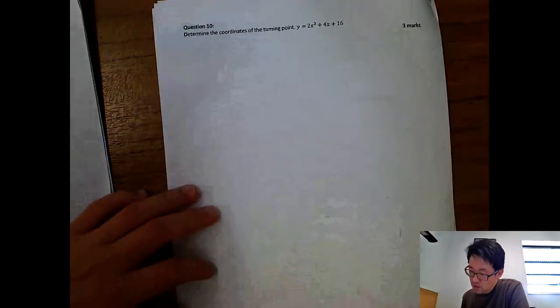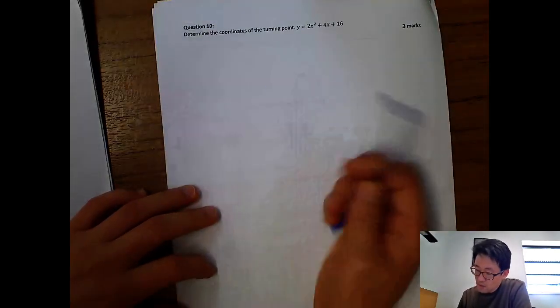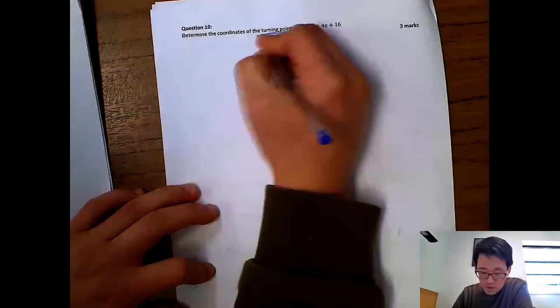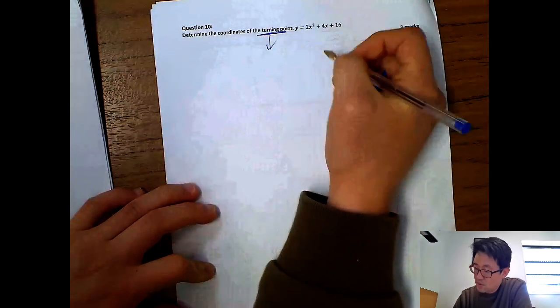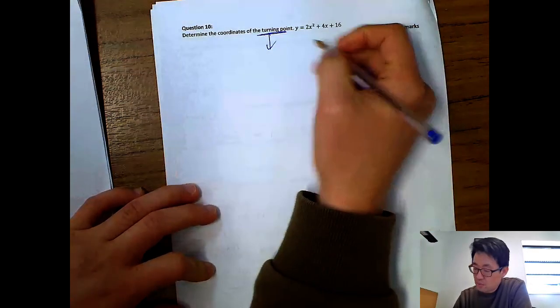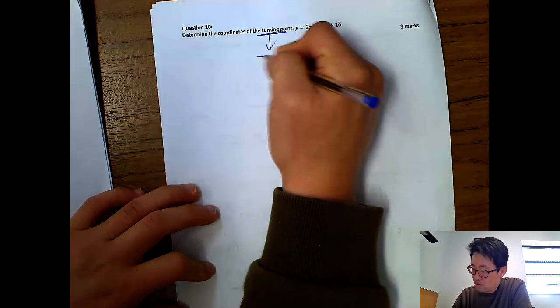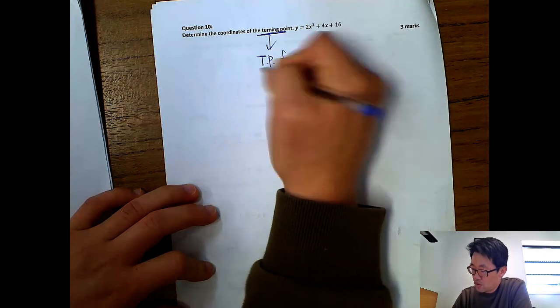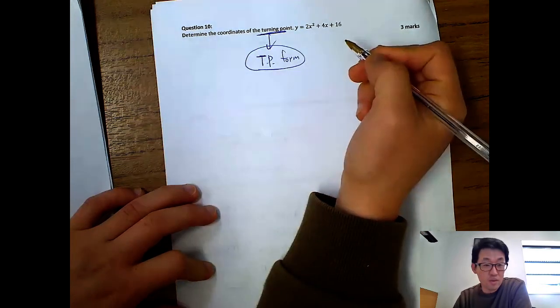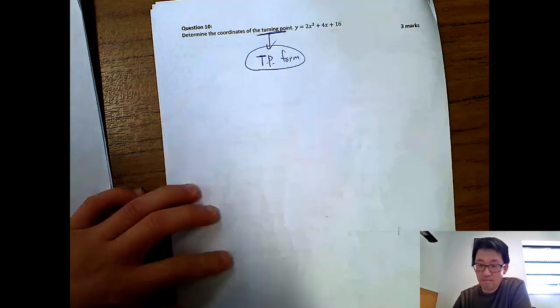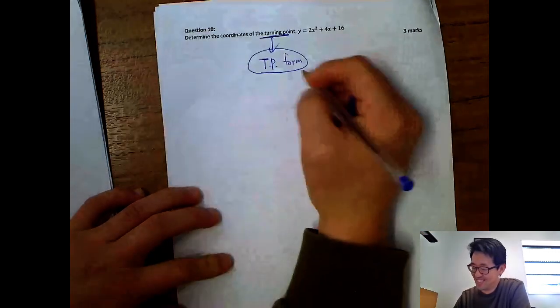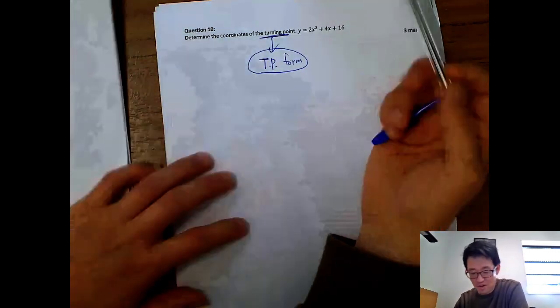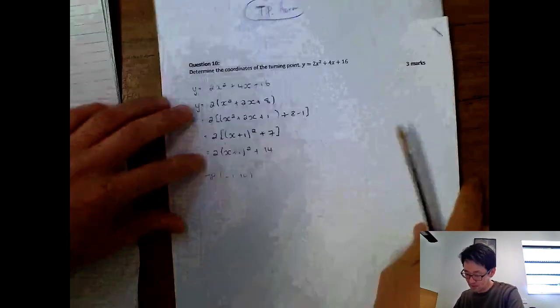Question 10. Determine the turning points. When we want to know the turning point, we need to get turning point form, which means what? Completing the square, isn't it? Good job. So you complete the square. I'll just use that.